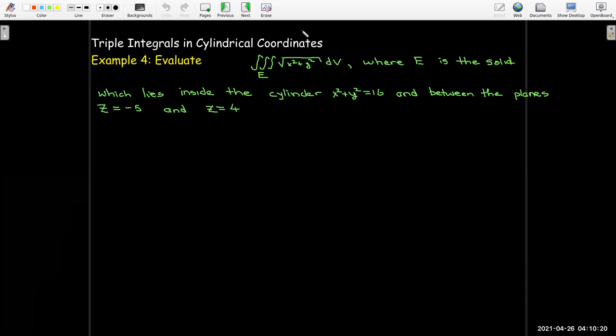All right, let's actually work out a triple integral here. So we can see that the integrand is going to be something very simple when we change it to cylindrical coordinates. And the solid, or domain of integration, is the region that's inside a cylinder and between two planes. So it's just going to be something very simple. It's going to give me constant bounds when I convert this to cylindrical coordinates, or write it in cylindrical coordinates.